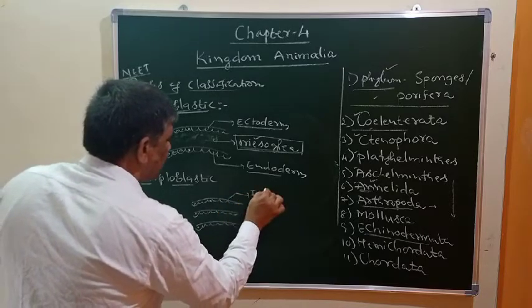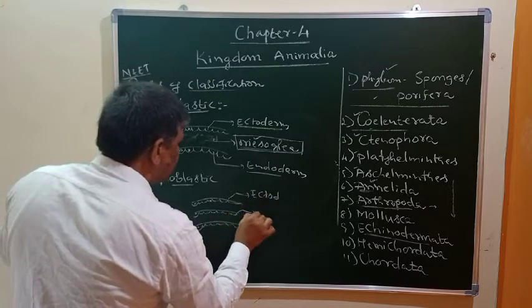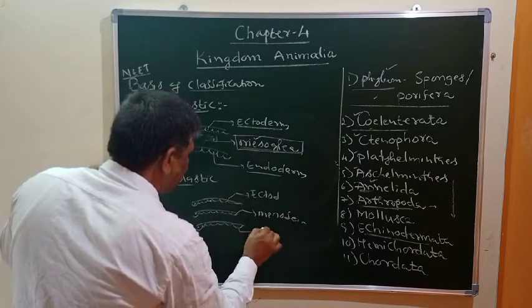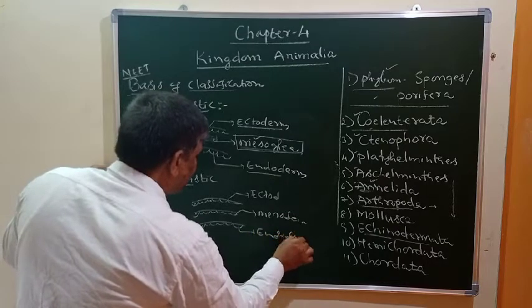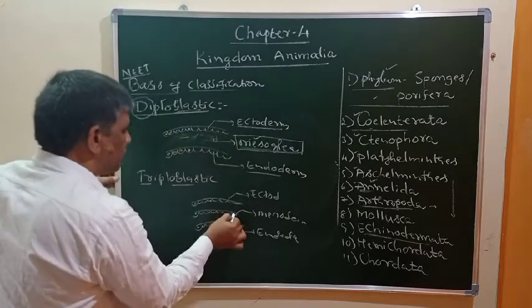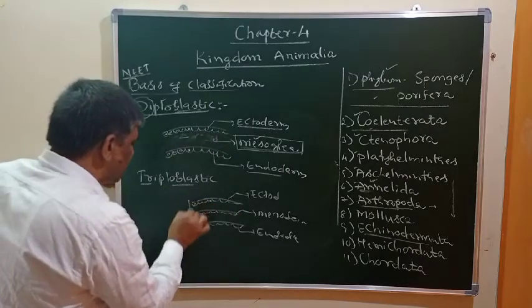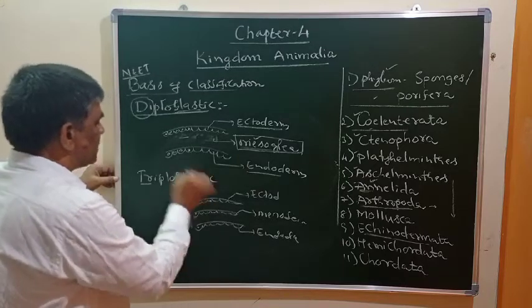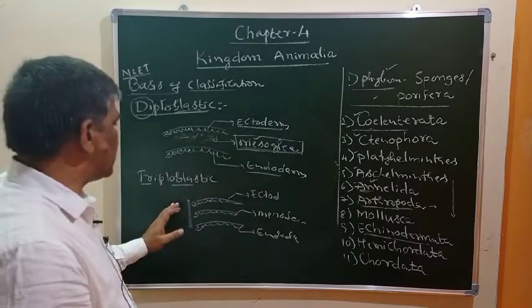Now this is the ectodermal layer, and this is mesoderm. Okay, and another one is called the inner endoderm. So what is the difference between these two here? Here no mesoderm is present, but here mesoderm is present. Because of that, 3 germ layers are present. Okay, so 3 germ layers are present. Therefore this organization is called a triploblastic organization.